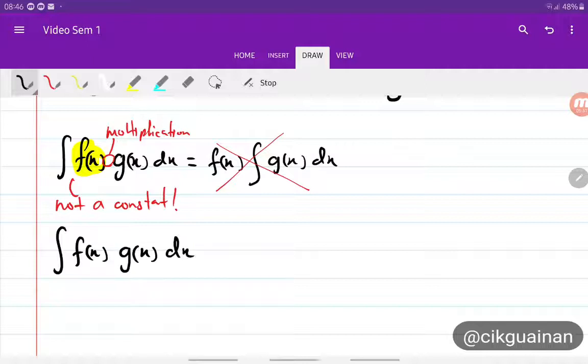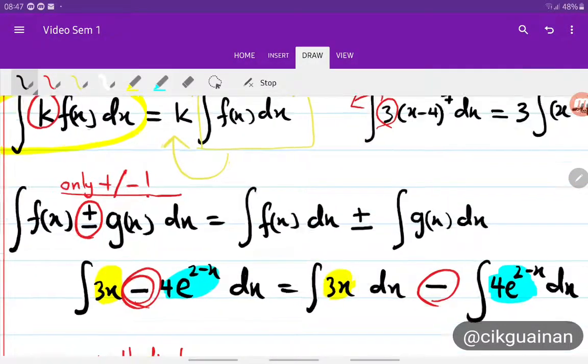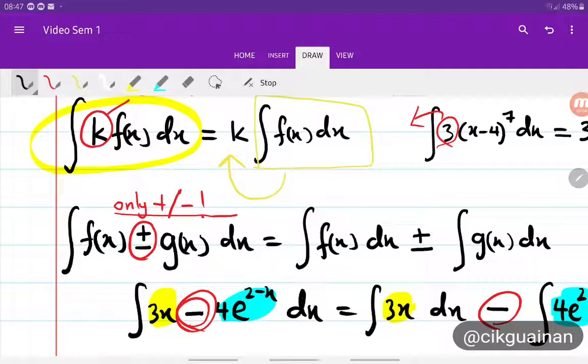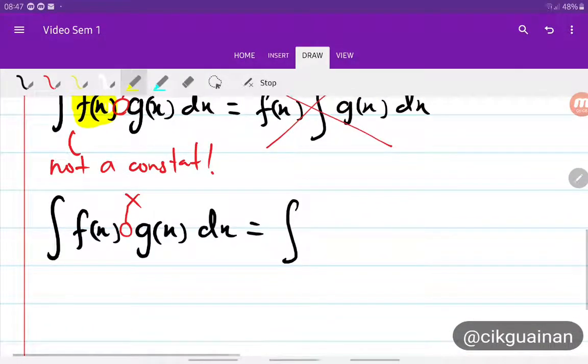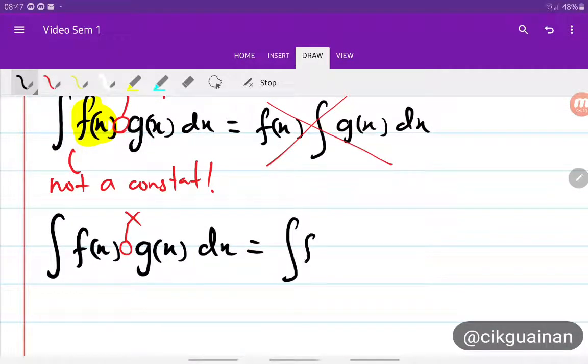Next is the same kind of integration, with a multiply sign in the middle also. What you will do is follow the second rule over here. You will integrate f(x) with respect to x separately.